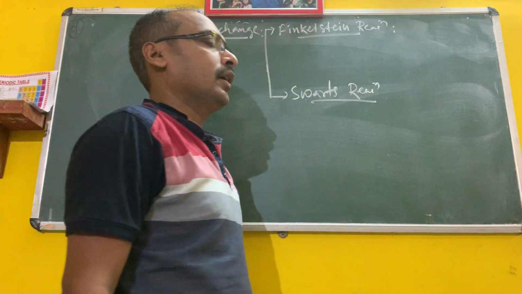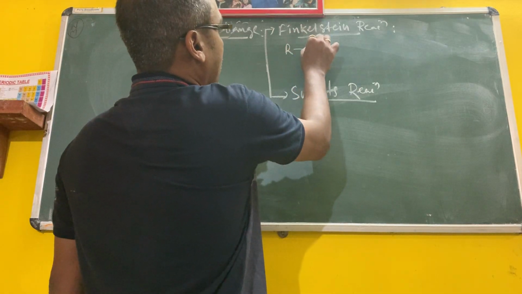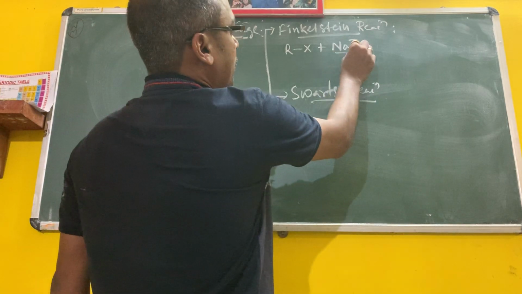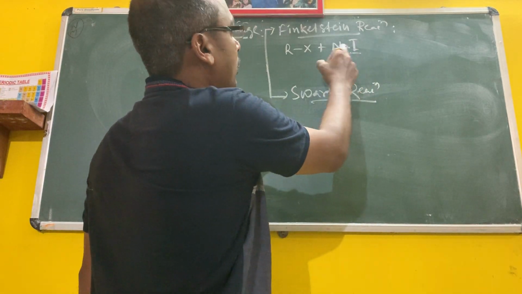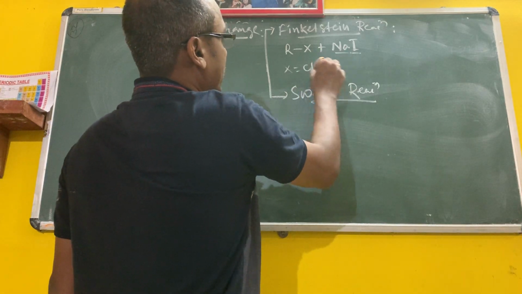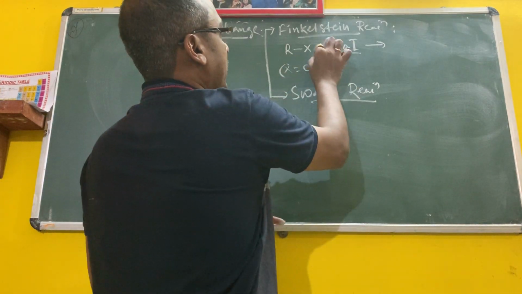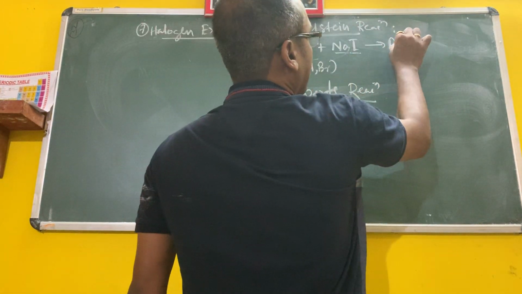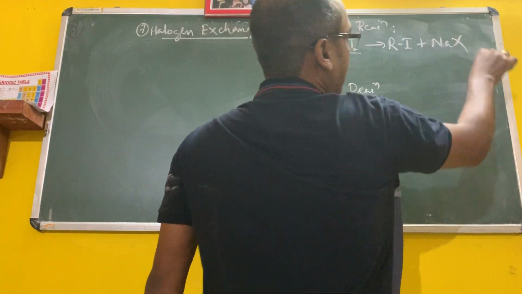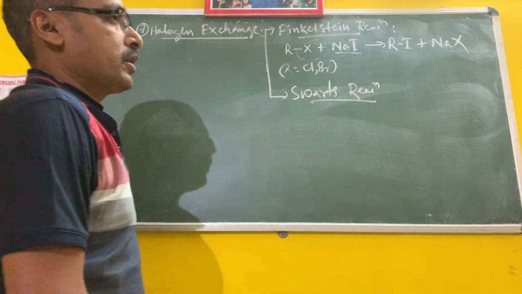If sodium iodide reacts with RX, an alkyl halide where X is chlorine or bromine, then halogen exchange takes place, with the formation of alkyl iodide plus NaX.